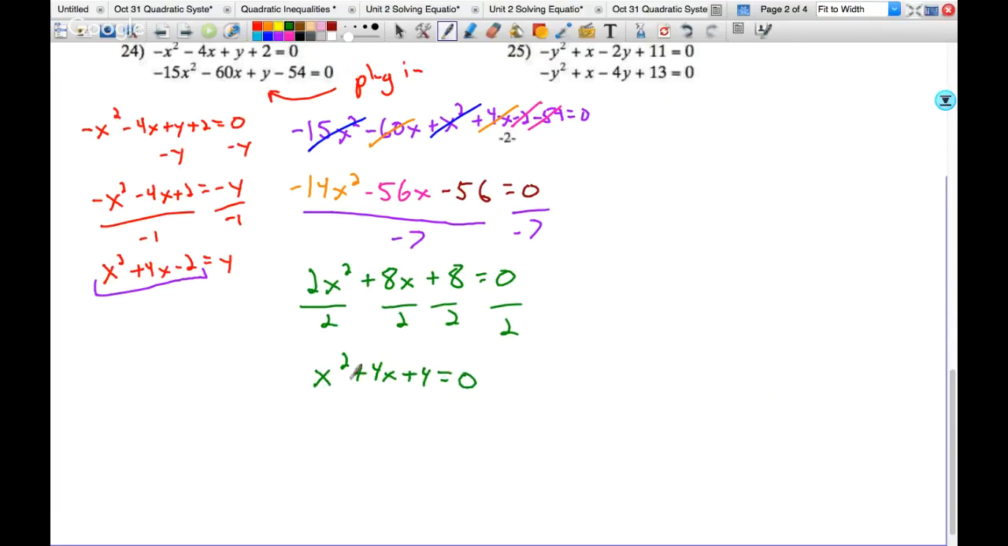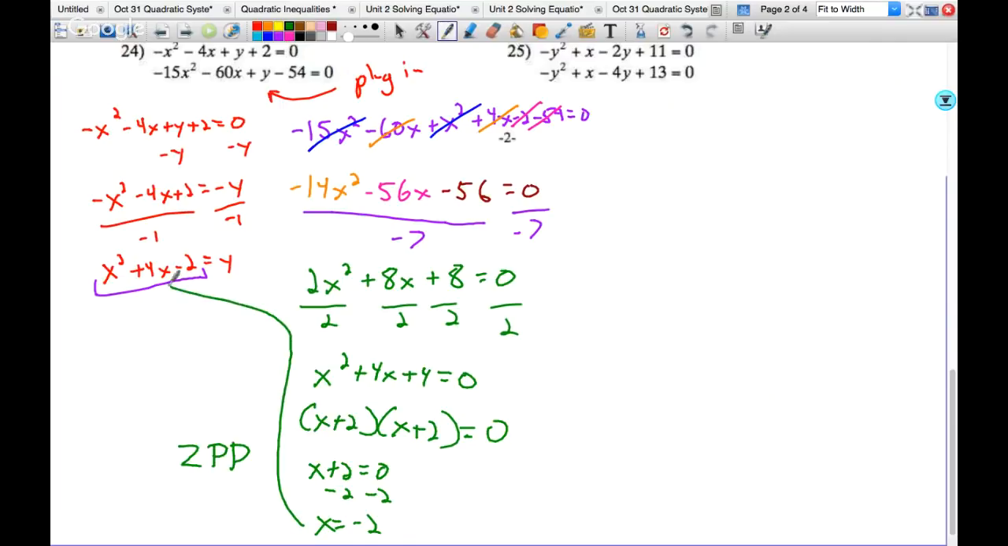Two numbers that multiplied to be 4 but added to also be 4 are x plus 2 and x plus 2 equals 0. I only need one copy of these after I apply the zero product property. And I can just set one of these equal to 0 since they're identical. X plus 2 equals 0, minus 2, minus 2. X equals negative 2. We're not quite done yet.